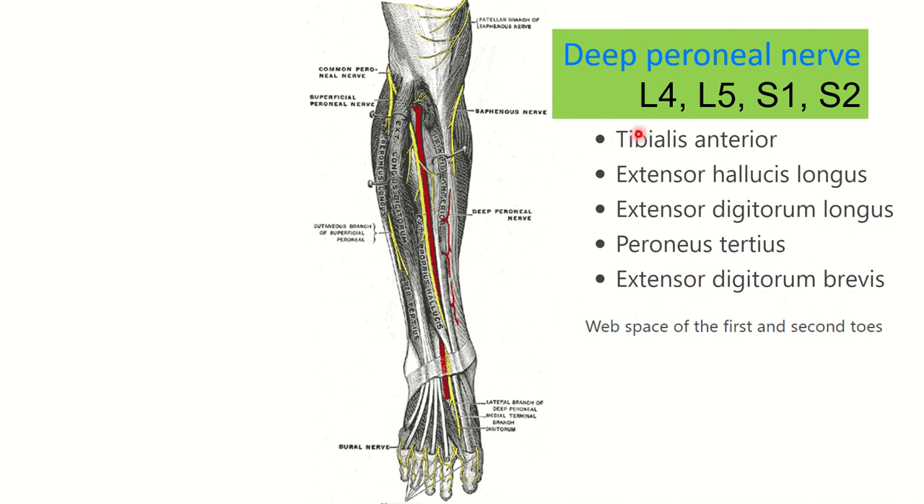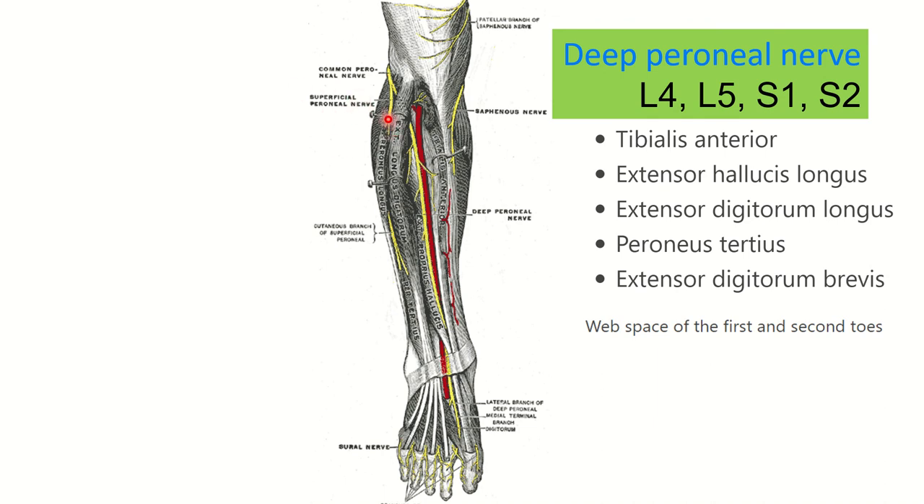The deep peroneal nerve also provides the sensory supply, in the web space of the first and second toe. Here we can see it supplies the sensation. And we can also see the deep peroneal nerve arises from the common peroneal nerve. Common peroneal nerve divides into two parts: deep peroneal nerve, which has already been discussed, and then superficial peroneal nerve.